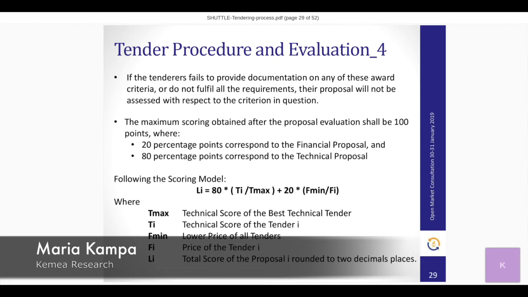If the tenderers fail to provide the documentation needed on any of these award criteria or do not fulfill all the requirements, their proposal will not be assessed with respect to the criteria in question. The maximum scoring obtained after the proposal evaluation will be 100 points, where 20% of the points correspond to the financial proposal and 80% of the points correspond to the technical proposal. And below you can see the scoring model that will be used.